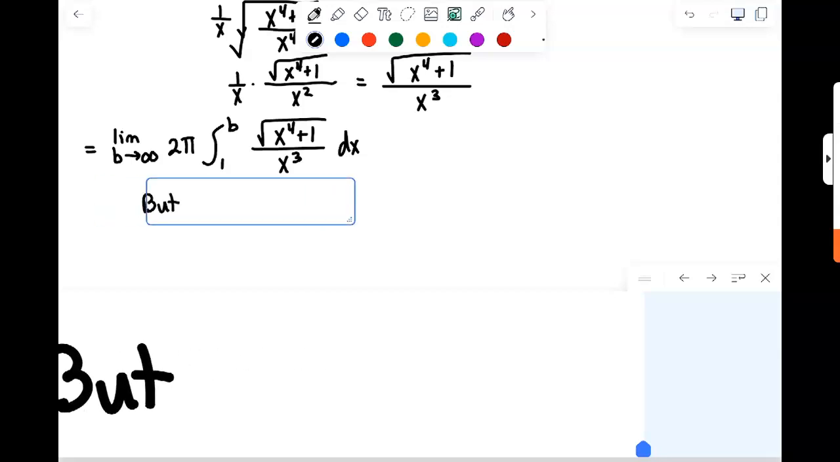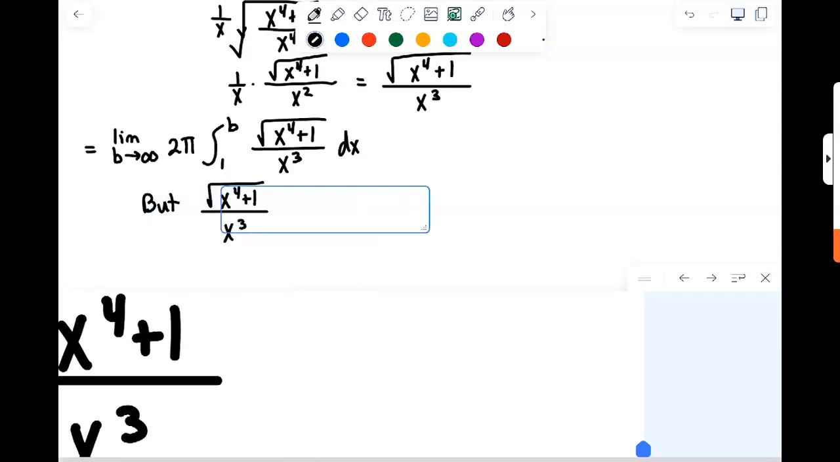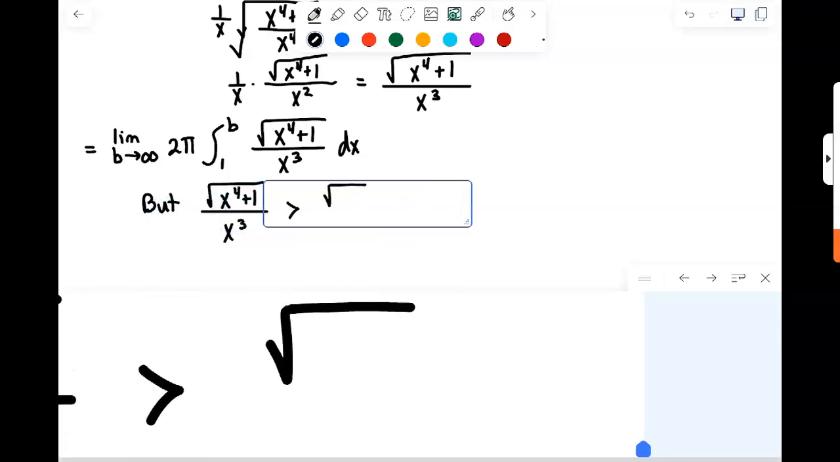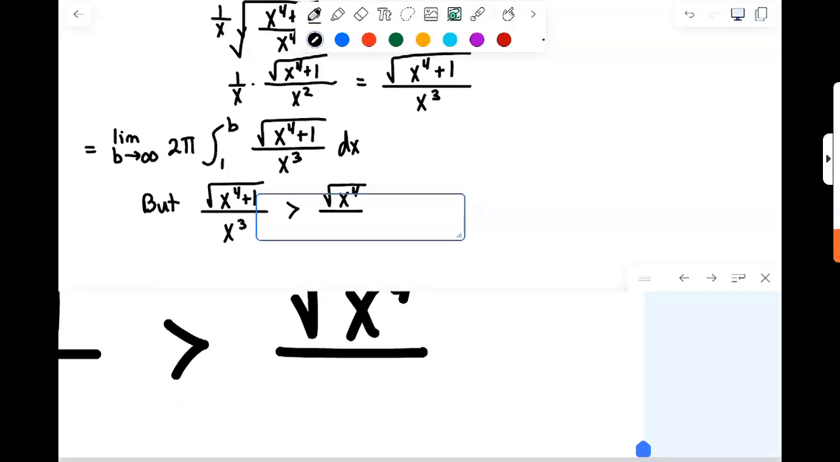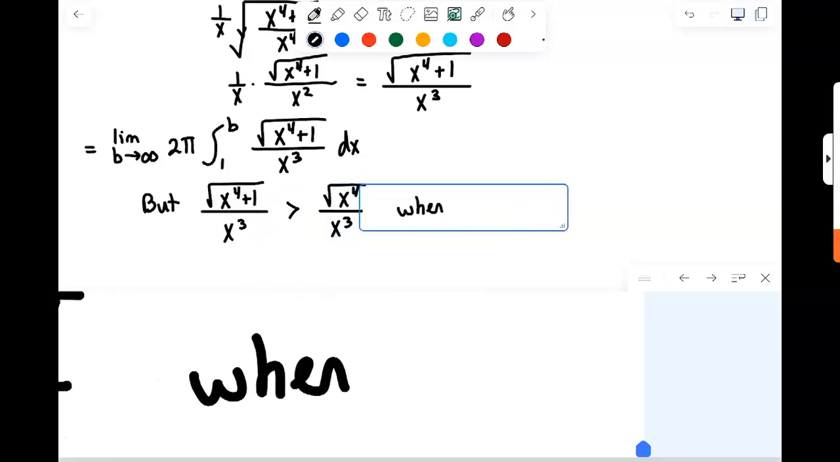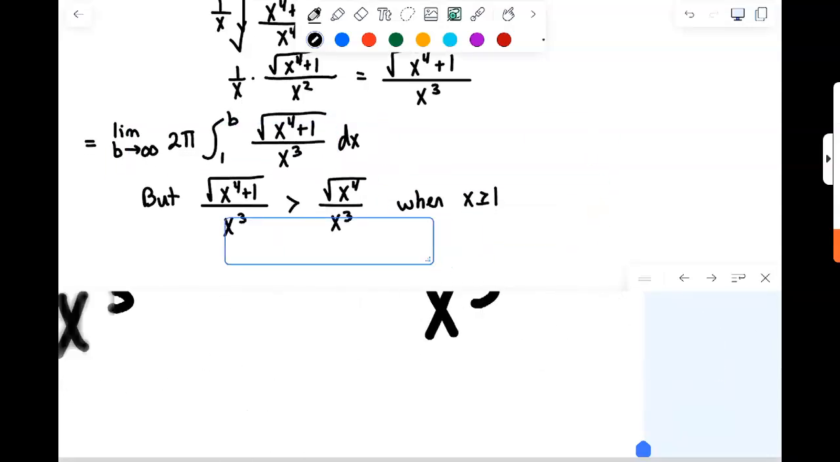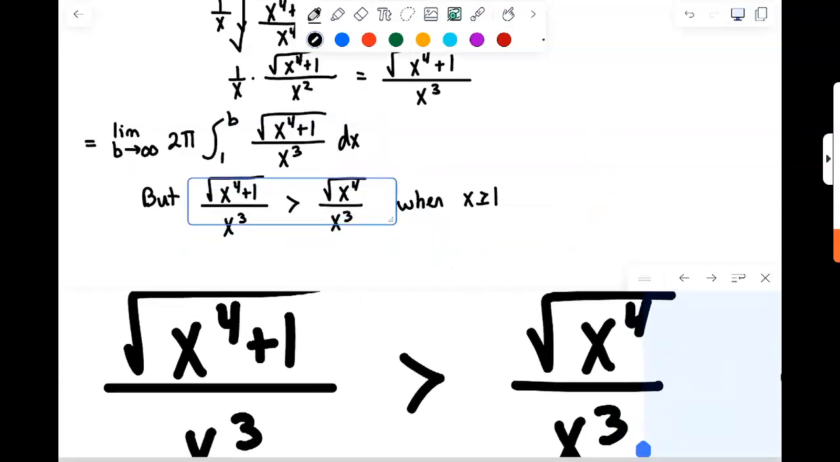Because we know that the square root of x to the 4th plus 1 over x cubed is greater than the square root of x to the 4th over x cubed. We know that this is true as long as x is greater than or equal to 1. Actually, it's true as long as x is greater than or equal to 0. But specifically, it's true when x is greater than or equal to 1, which is when we need it. Now, how does this help me? Well, here's how this helps me.